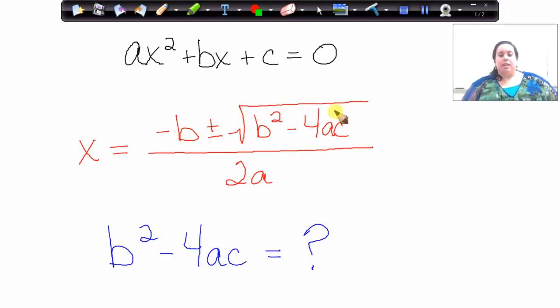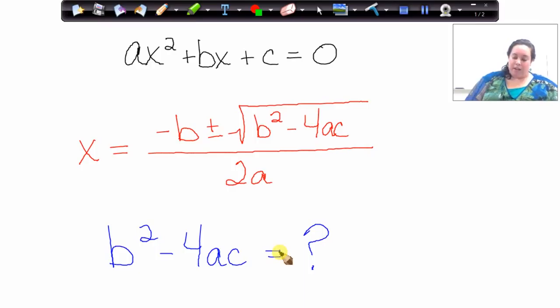Remember, there are two things we can't do in math. One is divide by 0, and the other is take the even root of a negative number. Well, this formula has an even root in it. It has the square root, an even root, so we have to make sure that what's under the radical is not negative.